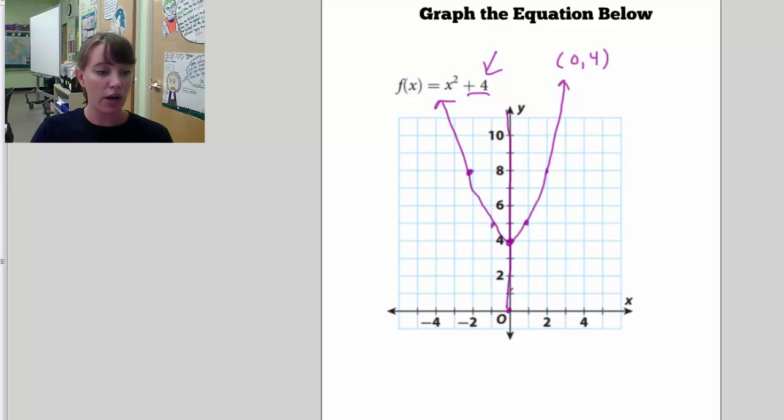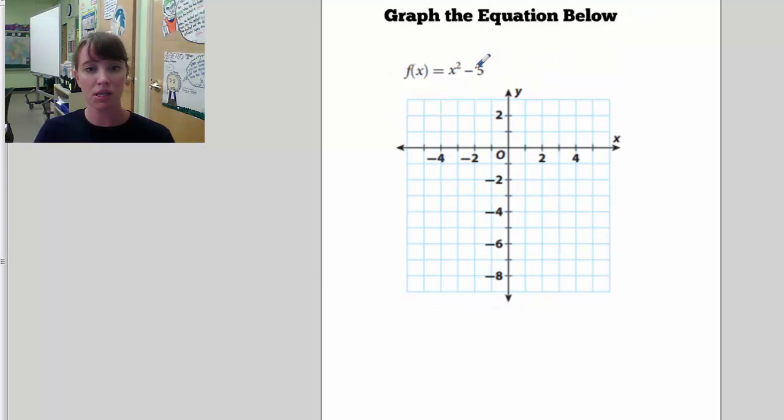Okay, let's try our hand at one more. This is x squared minus 5. So here again, this is a vertical shift. My vertex would be at (0, -5). So you would have (0, -5) here. And we'll do that: right 1, up 1, right 1, up 3, and right 1, up 5. So it would be about here.